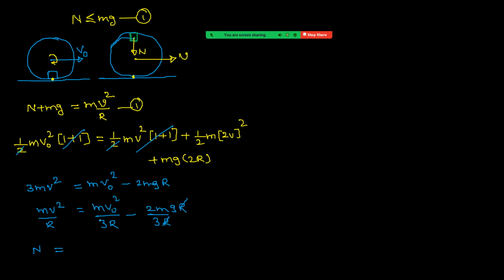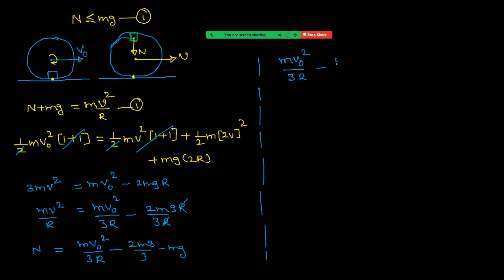N equals mv square by r minus mg. That means m v naught square by 3r minus 2mg by 3, minus mg. See carefully, this is mv square by r. In the place of mv square by r, take this value, minus mg. So this value, how much? 2 by 3 and this is 1. 1 plus 2 by 3 is 5 by 3. So it is now m v naught square by 3r minus 5 by 3 mg. Cross check once, 2 by 3 plus 1, 5 by 3. Now this is the value of N.